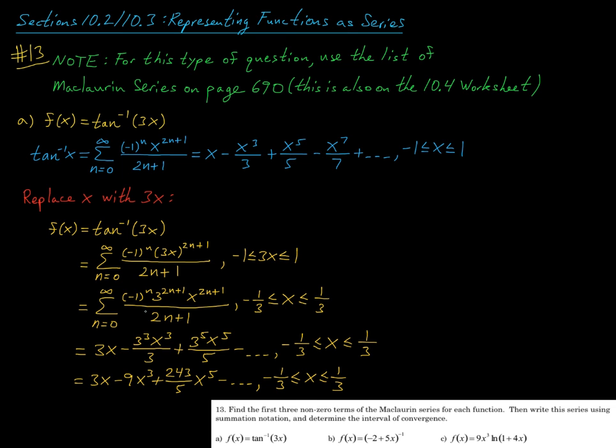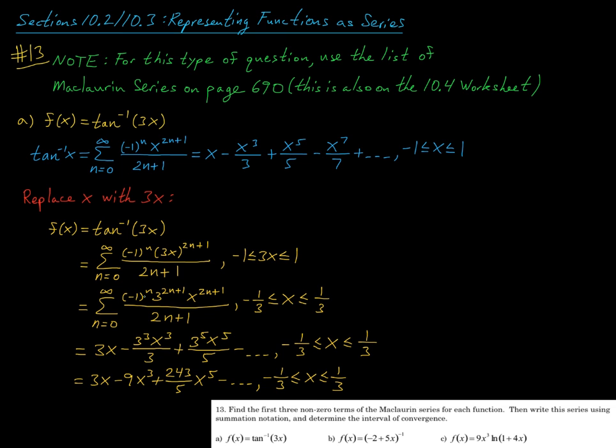All right, so now I want the first three non-zero terms of the Maclaurin series. So let's go ahead and expand this series. Note when n is 0, I get (-1)^0, that's +1. This will give me a 3 to the first, which is 3. This is an x to the first, which is x, and then the denominator is 1. So when n is 0, I get this term 3x.